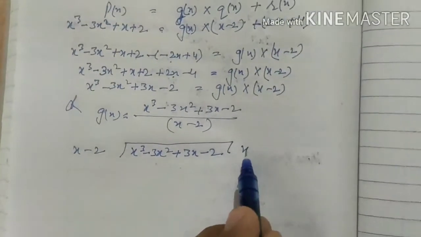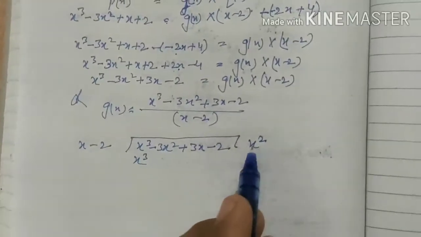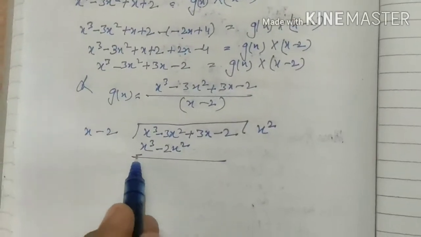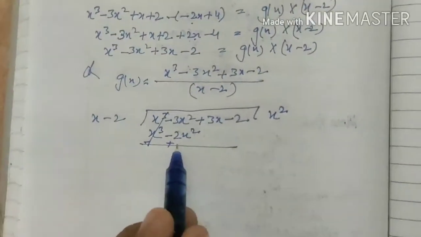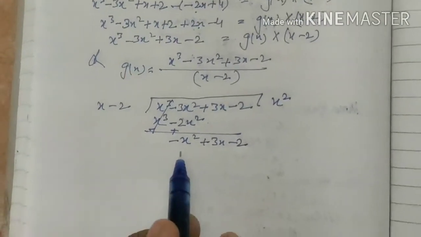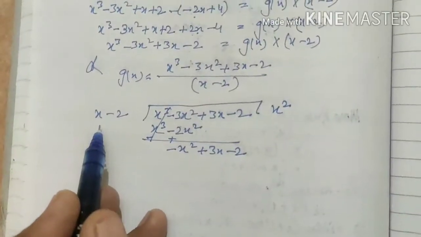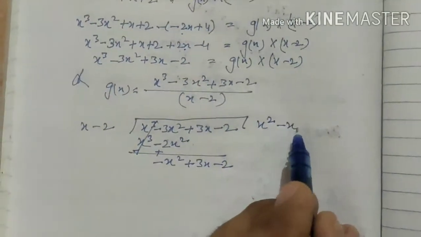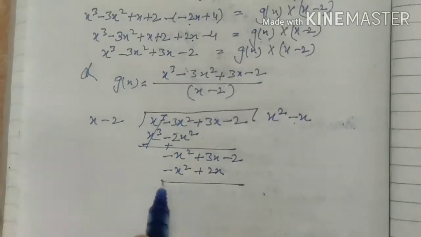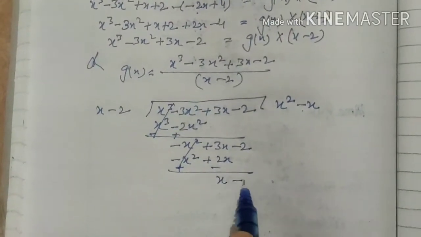So we will get the first term of quotient, that is x square. So this will become x cube and minus 2x square, this will be minus 2x square. So now sign will be changed, minus 3x square plus 2x square become minus x square plus 3x minus 2. So now highest degree term of new dividend is minus x square divided with highest degree term of divisor, that is x. So this will be minus x. So minus x square, and this will be plus 2x. Sign will be changed. These two terms will be cancelled. 3x minus 2x become plus x minus 2.